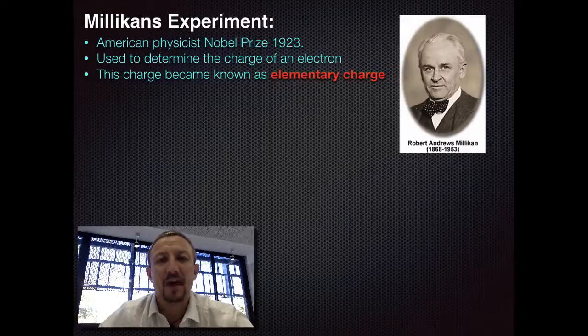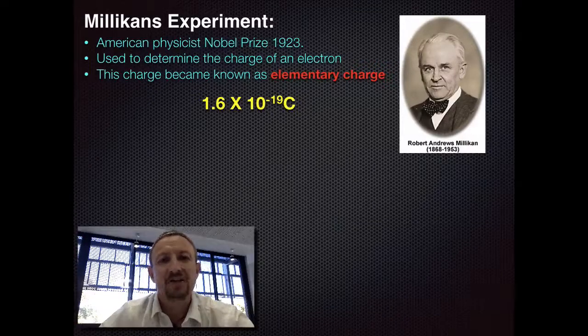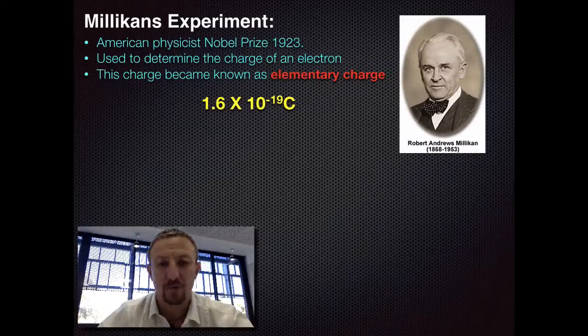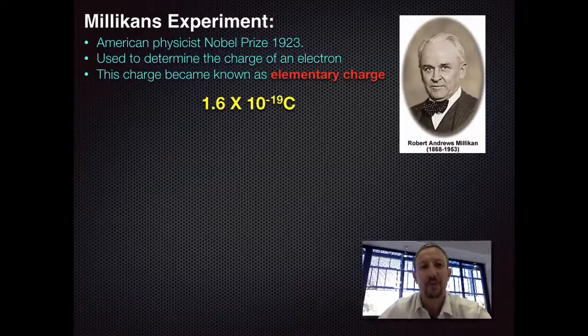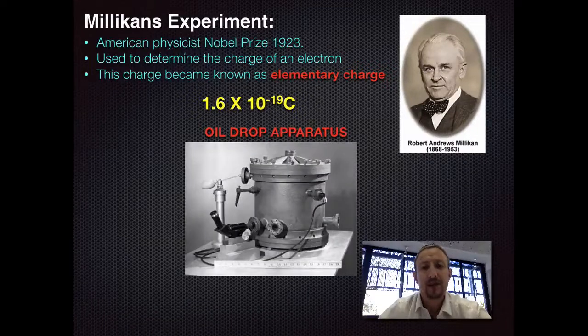This charge became known as the elementary charge, basically because the single unit that we use in electricity is the electron. Now there are two types of charges. There's the positive charge and then there's the negative charge. The negative charge being the electron and the positive charge being the positron. The charge in each case is 1.6 times 10 to the negative 19 coulombs, and this is what was established by Robert Millikan.